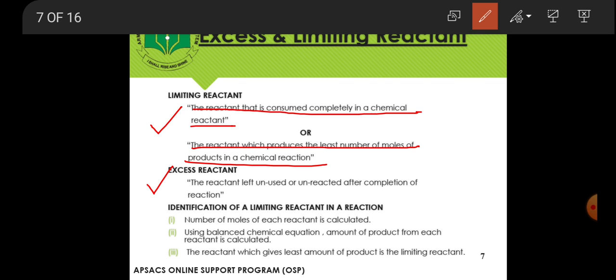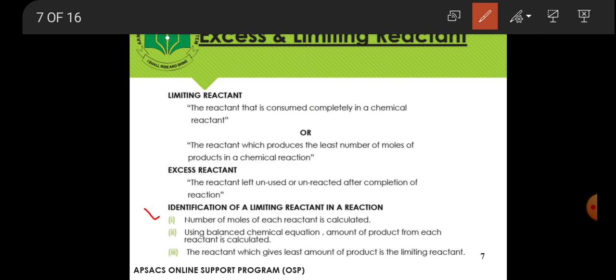Then let's discuss the reactant in excess. The reactant left unused or unreacted after the completion of a reaction. Means after the completion of a chemical reaction, the reactant which is left behind, the reactant which is not completely consumed is the reactant present in excess. Before discussing the topic, identification of a limiting reactant, means how to identify a limiting reactant in a chemical reaction, let's discuss this topic with the help of an example, and then we will come back to this topic.